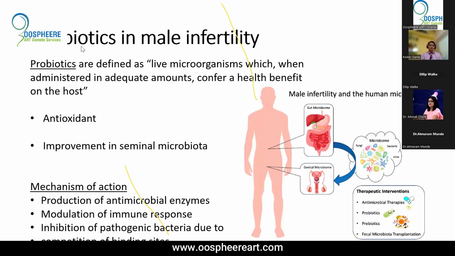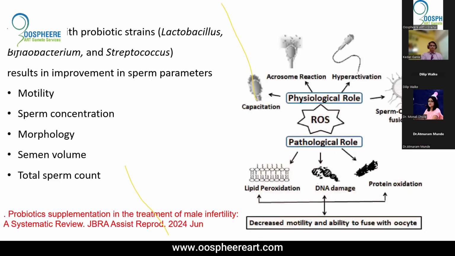Then comes the new kids on the block again. Now we talked about probiotics in females, now in male. Both these are live organisms which work as an antioxidant and improve the seminal microbiome by producing antimicrobial enzyme, immunomodulating response, and inhibiting the bacteria. So by adding these two probiotics, they found that the result improved the motility, sperm concentration, and morphology.